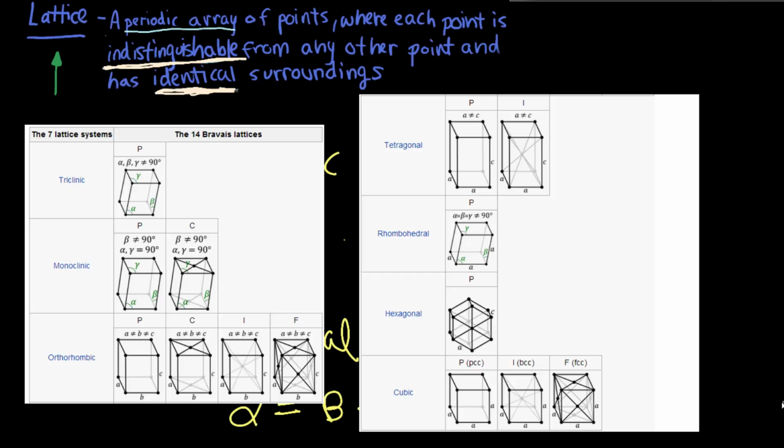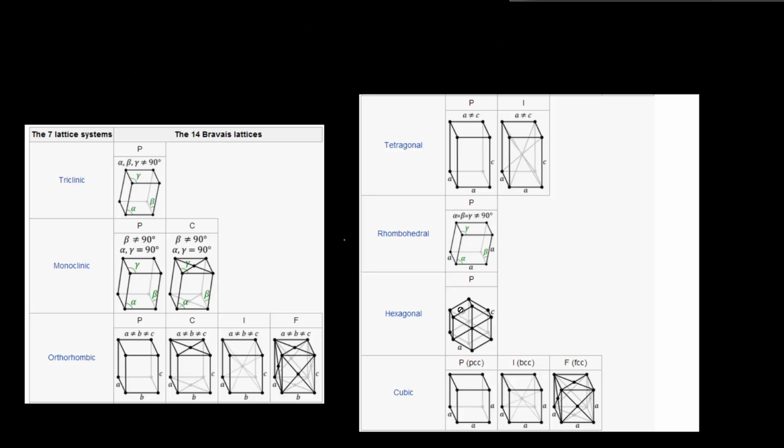At this point, I think it's worth simply stating the 14 Bravais lattices. Here's an image I've taken directly from Wikipedia. What we have here are our 7 crystal systems, and then the 14 Bravais lattices. So the crystal systems provide the most basic lattice types. The Bravais lattices are somewhat specialized, I think is a good way to describe them.